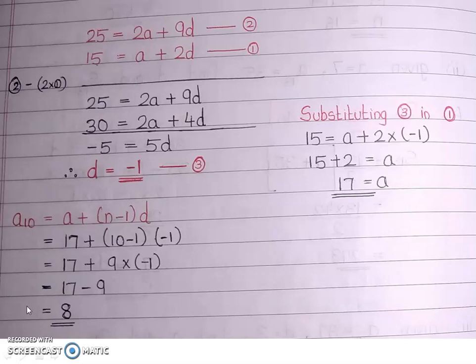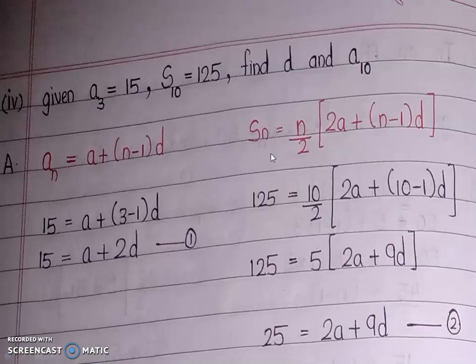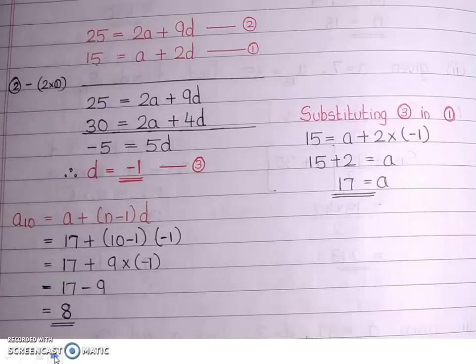So what was the next question? The next question was find A10, 10th term. What is the formula for 10th term? A plus 9D. You can see the answer is 8.